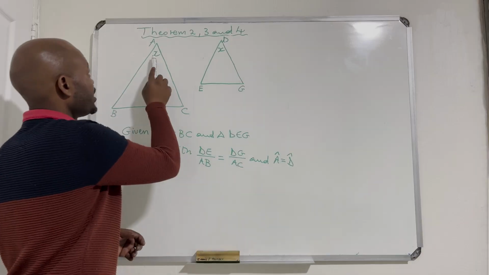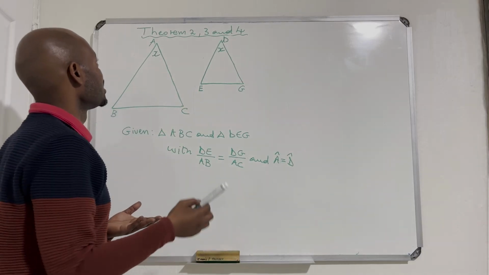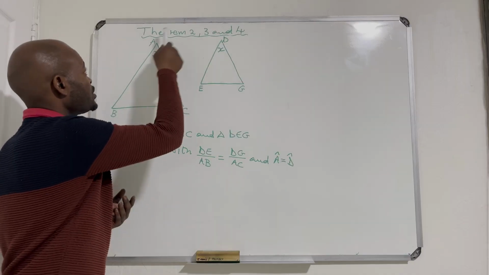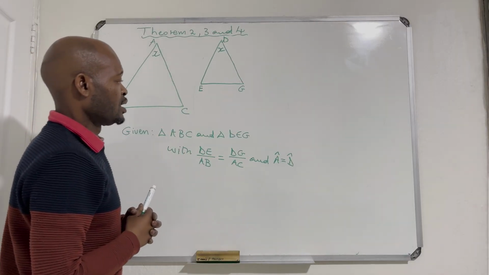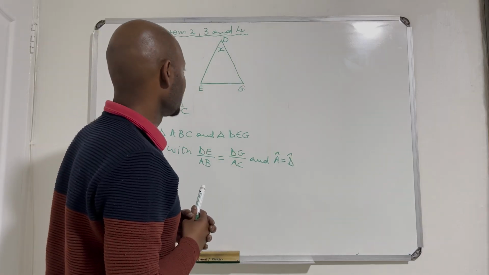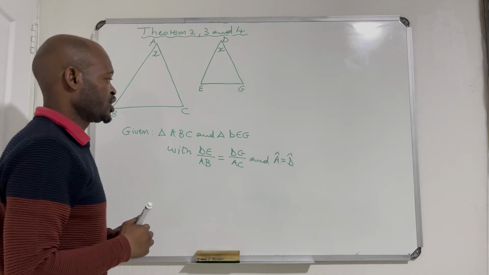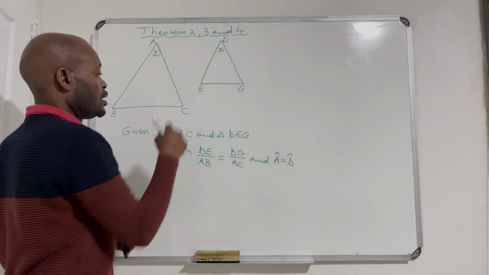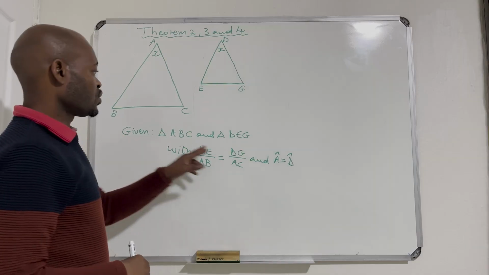And we are given this is equal to that, because the theorem tells us that when two sides of a triangle are in proportion and the included angle between the sides which are in proportion are equal, then the two triangles are similar. Therefore, this is what we are given.